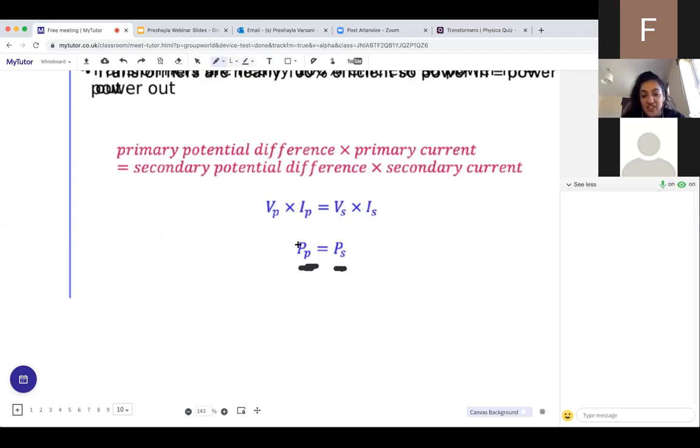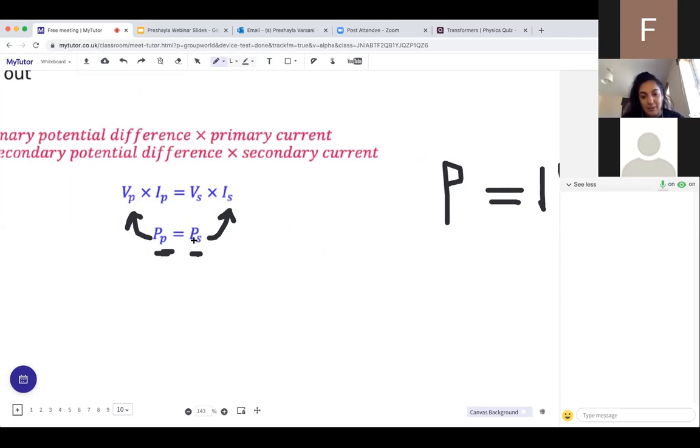We can then change that into a lengthier form of the equation, which says that the primary potential difference times the primary current equals the secondary potential difference times the secondary current. So we're changing it from power in equals power out, power primary equals power secondary, using our P equals IV equation to therefore change it into VP times IP equals VS times IS.